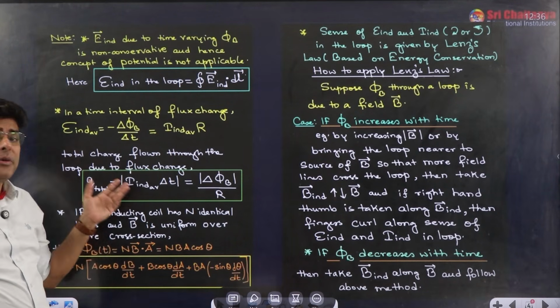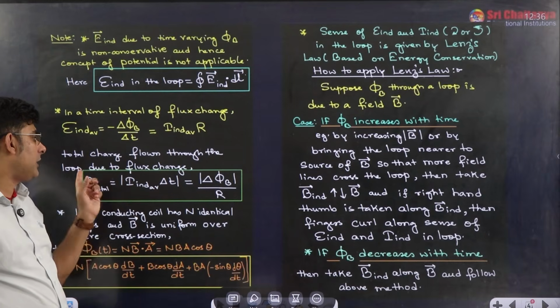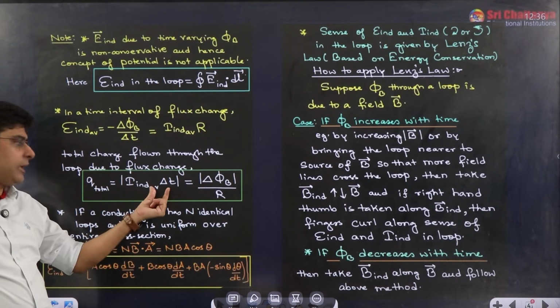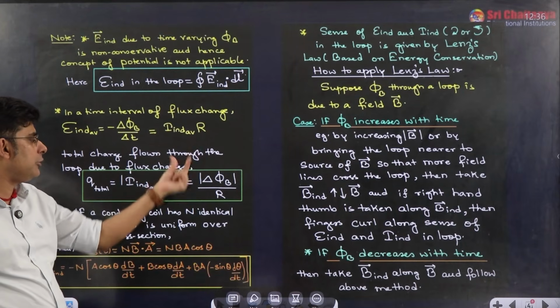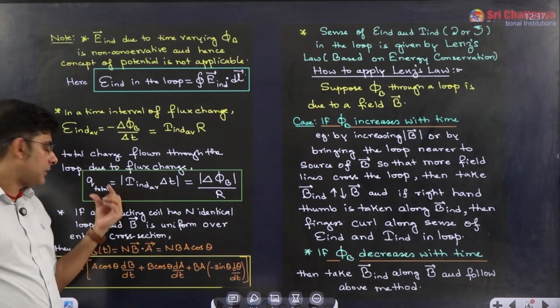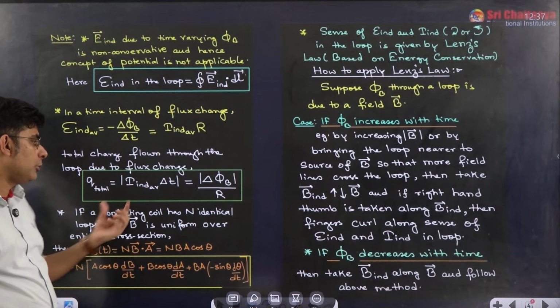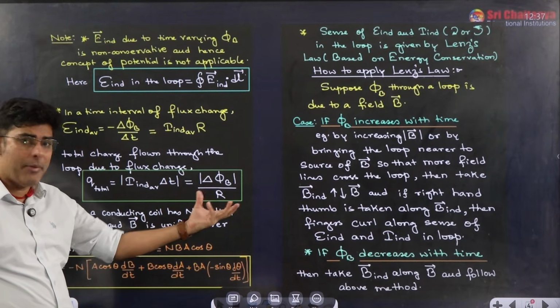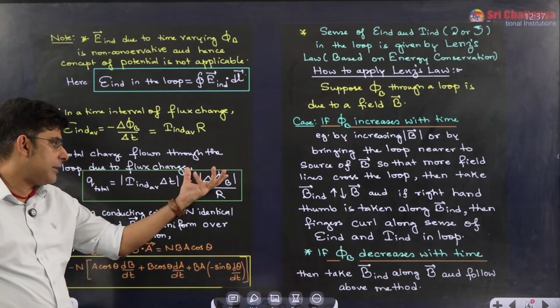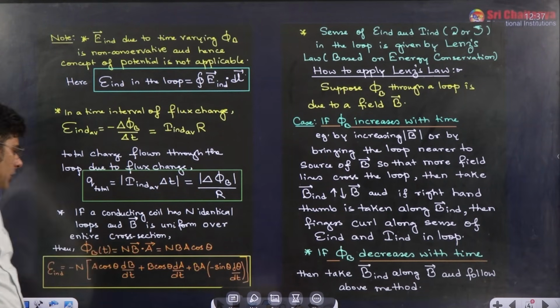They also ask you how much charge has flown in a given time interval during the flux change. So, we know that total charge is average current into time interval, and if you substitute the value of average current, you will get the magnitude of change in flux by resistance. So, simply when they ask you to find the total charge flown, you have to find the flux change, take its magnitude and divide it by resistance. Final flux minus initial flux, take the magnitude divided by R, gives you the total charge.